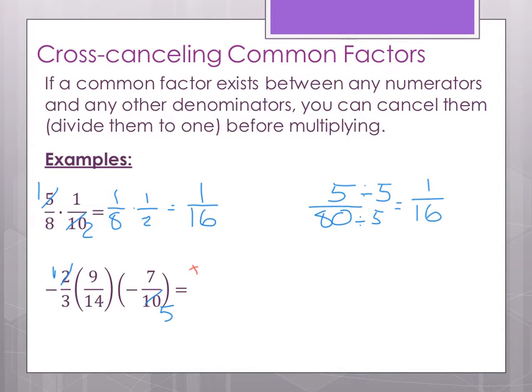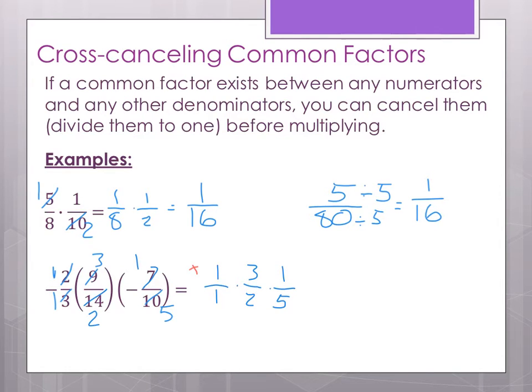I see another common factor between 9 and 3. They're both divisible by 3. So I'll divide 3 by 3 and get 1, and divide 9 by 3 and get 3. The last common factor that I see is between the 14 and the 7, both divisible by 7. So I divide 14 by 7 and get 2, and 7 divided by 7 is going to give me 1. And I'm going to go ahead and rewrite this one again. I now have 1 over 1 times 3 over 2 times 1 over 5.